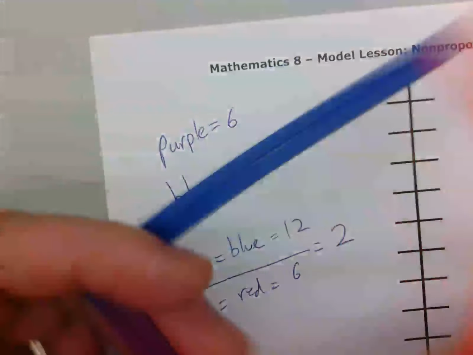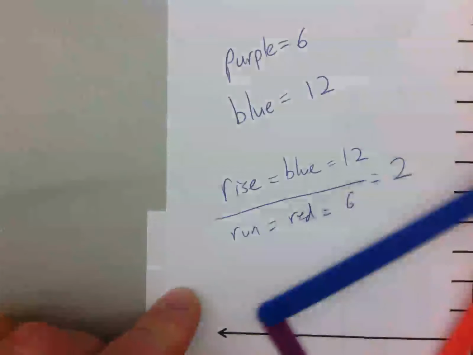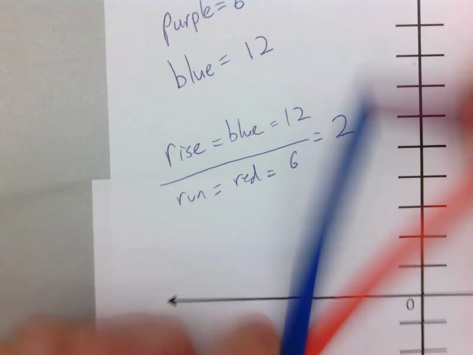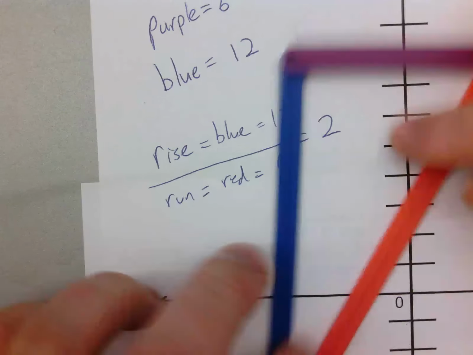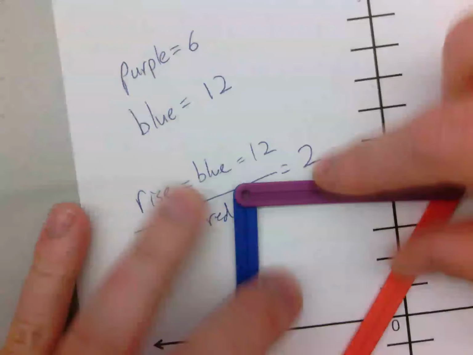If I can put these together. Purple is going to be, for the purpose of this, equal to 6, and blue is equal to 12. So in this case, we're going to create a line where our rise is blue, so our rise will be 12, and our run will be purple, so it'll be 6. It'll be 12 over 6, which equals 2. So the slope for all the lines we're going to work with here is going to be 2.